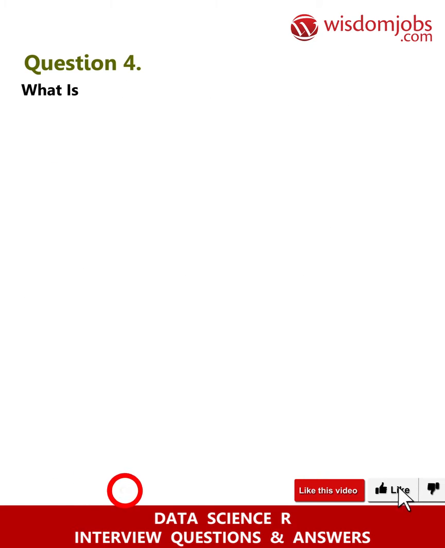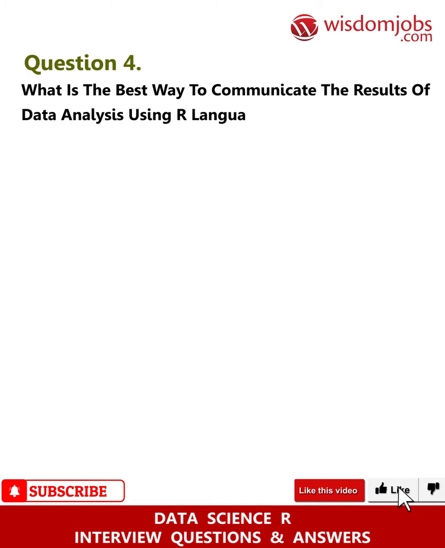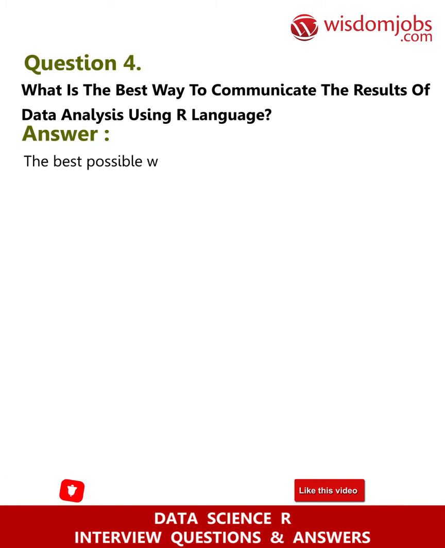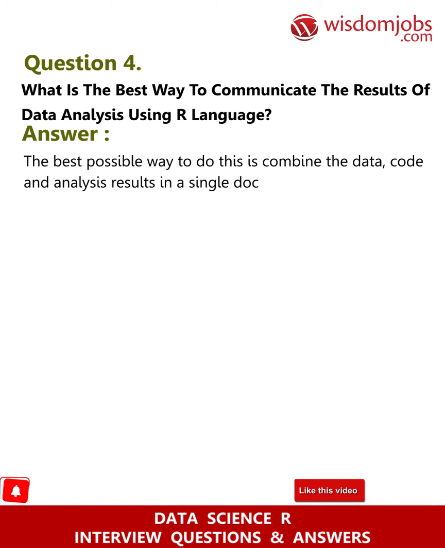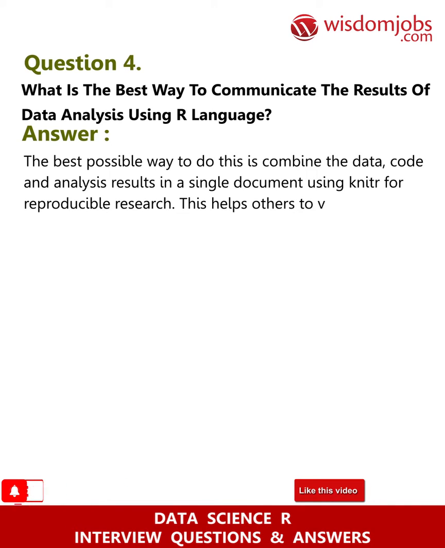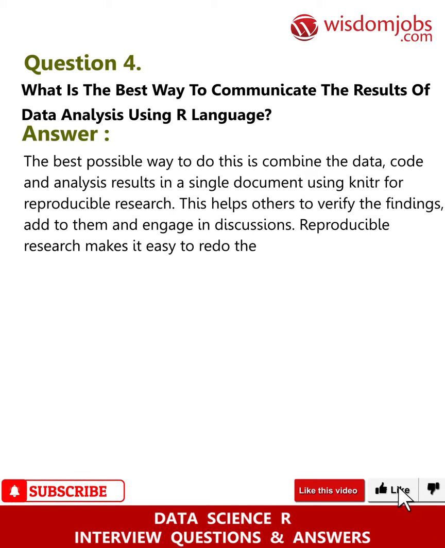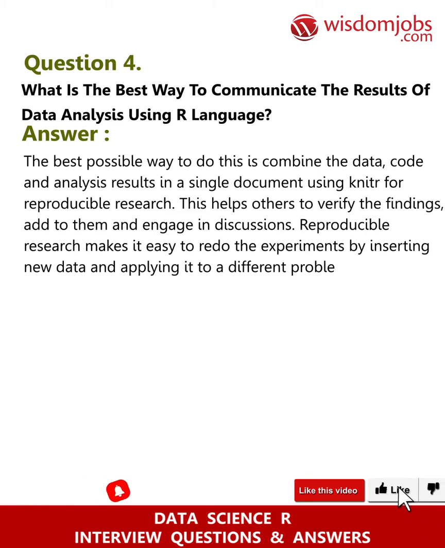Question 4. What is the best way to communicate the results of data analysis using R language? Answer. The best possible way to do this is to combine the data, code and analysis results in a single document using knitr for reproducible research. This helps others to verify the findings, add to them and engage in discussions. Reproducible research makes it easy to redo the experiments by inserting new data and applying it to a different problem.